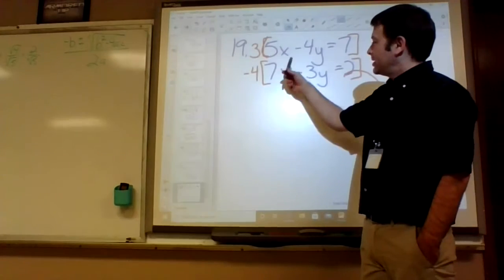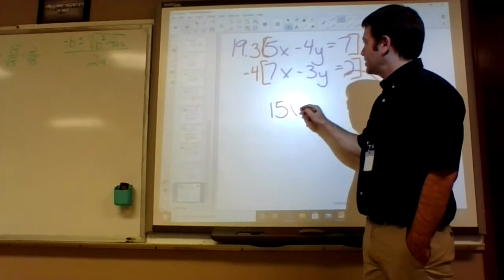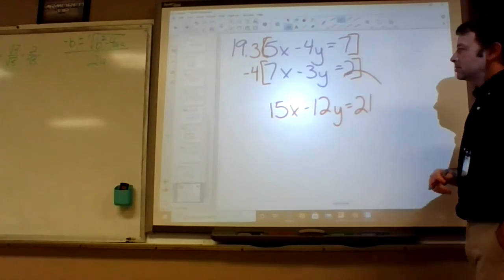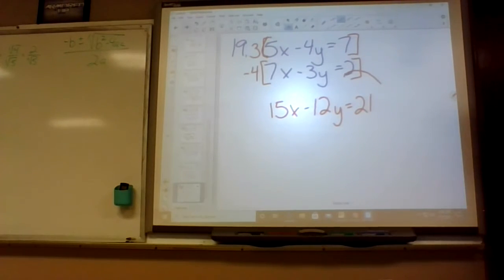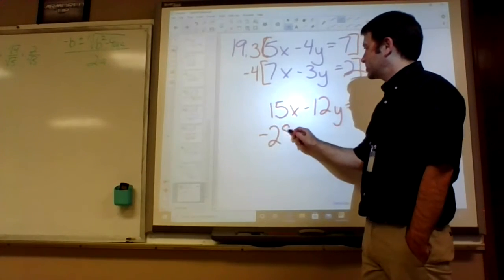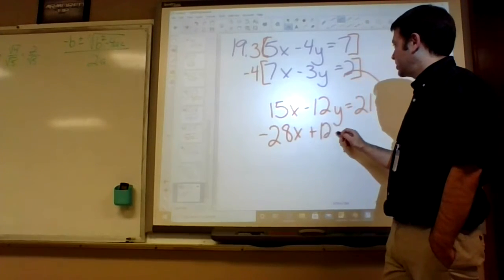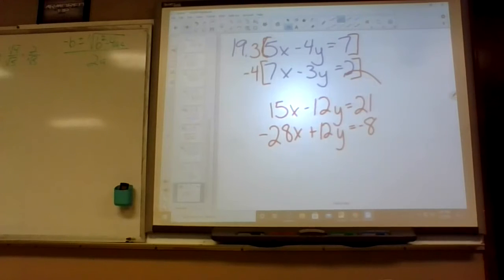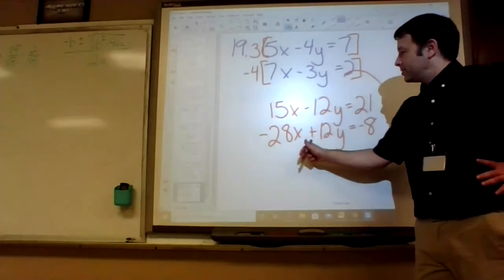So the top line times 3 is 15x minus 12y equals 21. The bottom line times -4 is -28x plus 12y equals -8. The y's cancel out. Right, that's why we did it. If the y's don't cancel out, you did something wrong. So we add them together, and the y's go away.